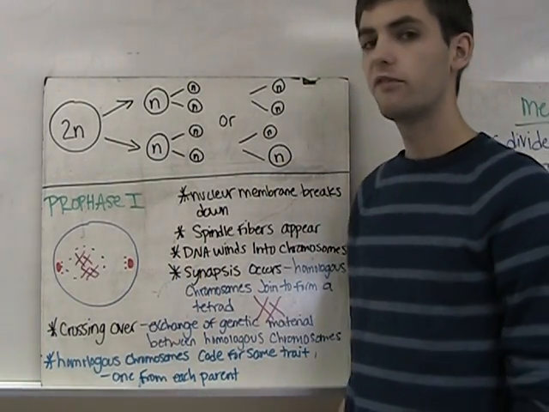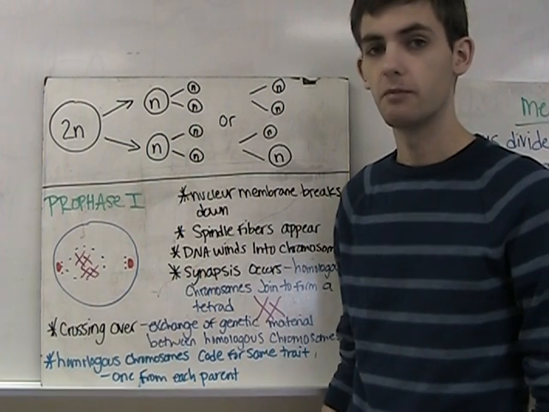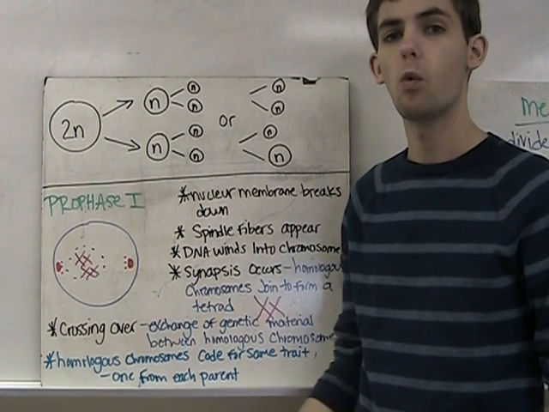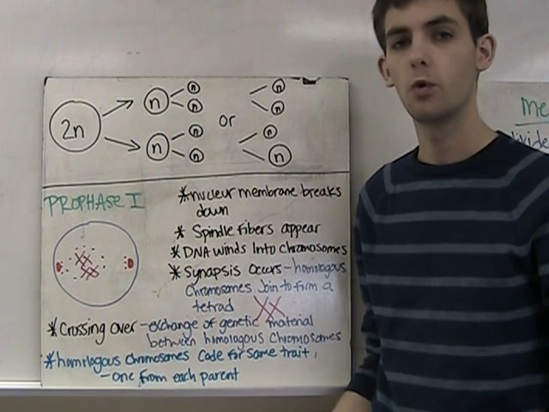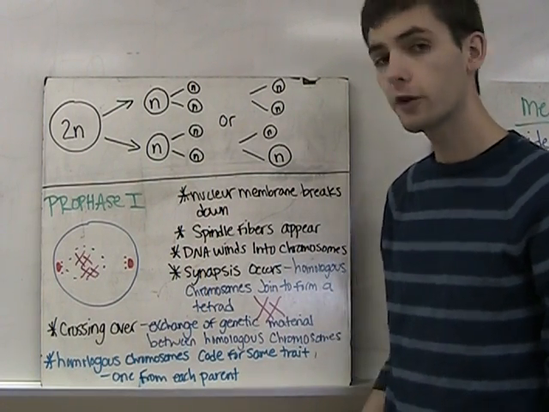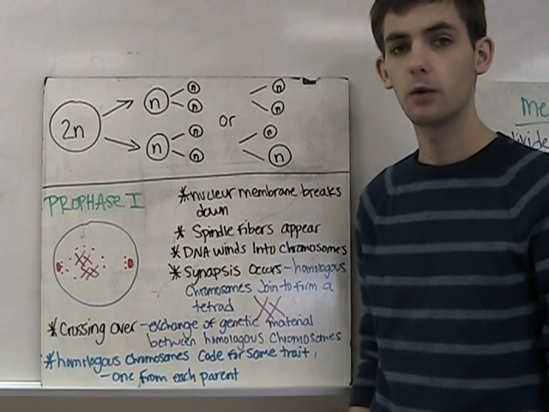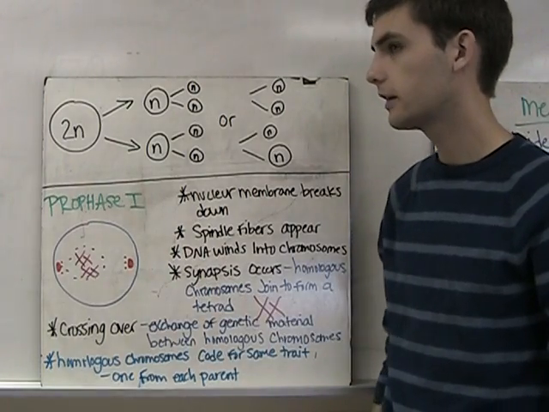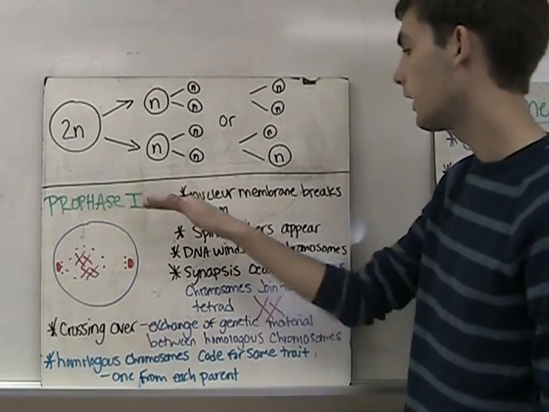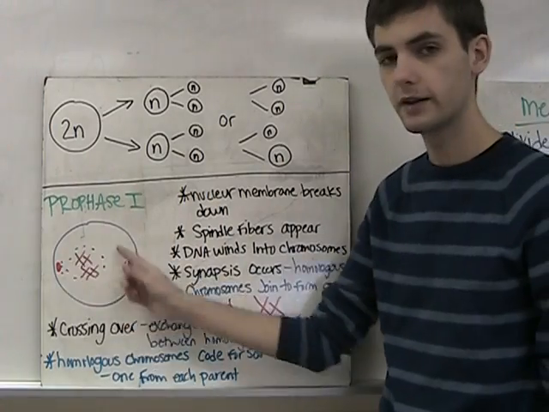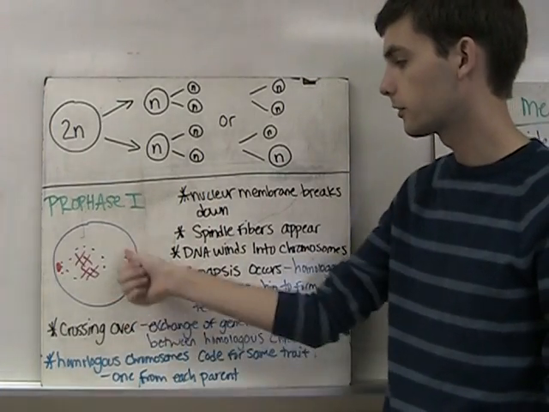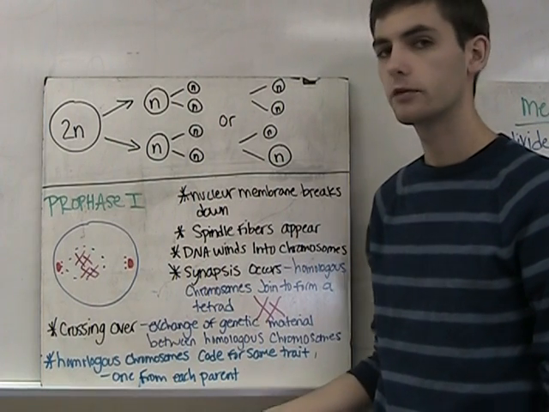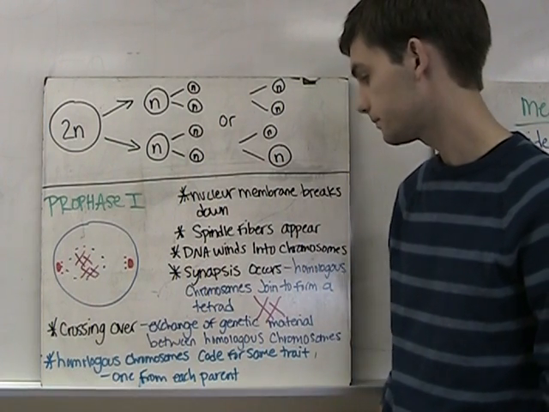There are 4 steps in the first division of meiosis. The names are just like in mitosis, they just have a 1 or 2 after them to show which division we're in. So for the first division, all the phases will have a 1 after it. So prophase 1. This is kind of like mitosis, in which the nuclear membrane begins to break down. Spindle fibers will begin to appear out of the centrioles, and DNA will start winding into chromosomes.